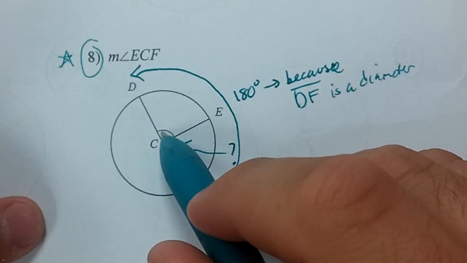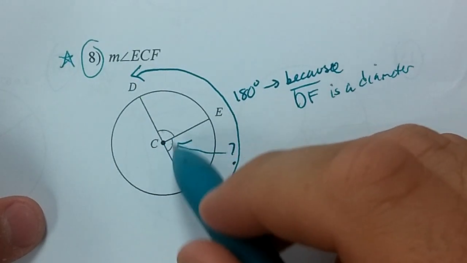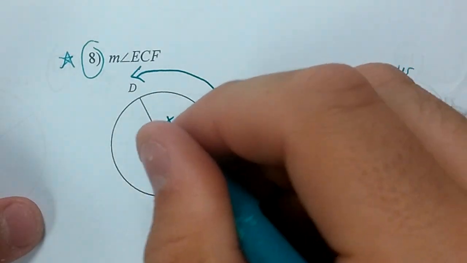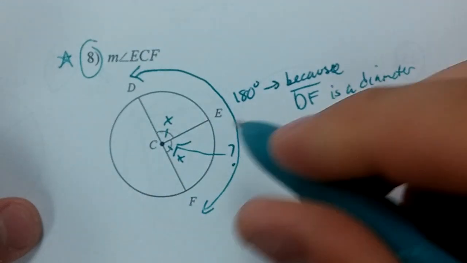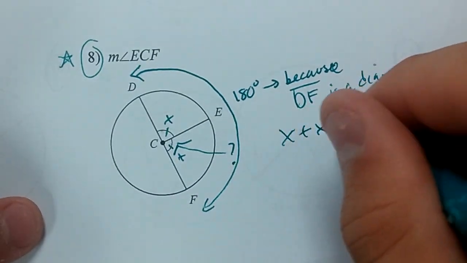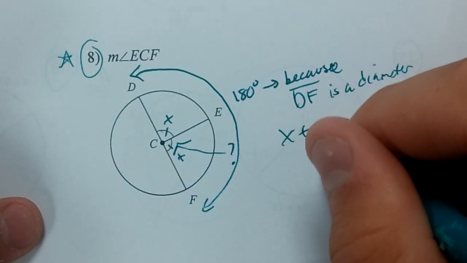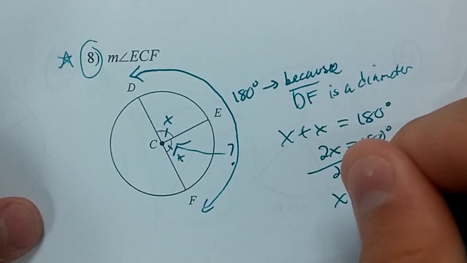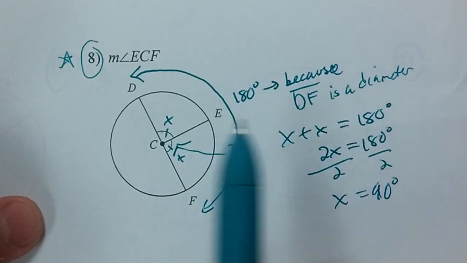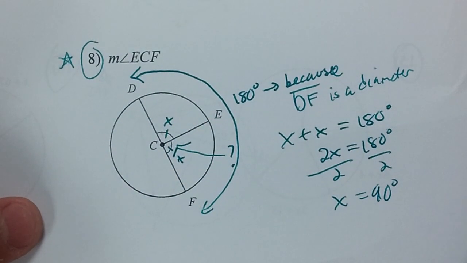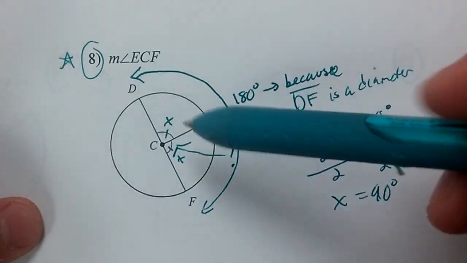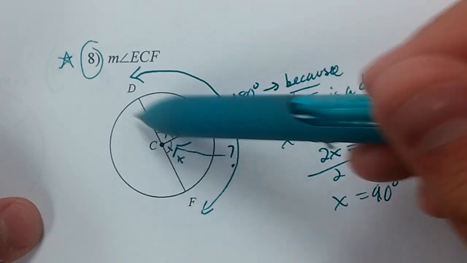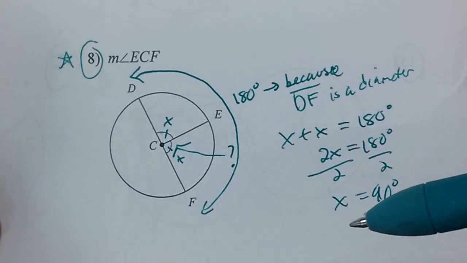The other clue they give us is that these two arcs are exactly the same. There's only one arc each, meaning that these two angles are congruent. So we have some angle X and some angle X adding up to 180 degrees. That number is going to have to be 90 when you solve for it. So the angle at ECF is going to be 90 degrees. And this all hinges upon having this diameter here. If the diameter did not go through the center of the circle, it would not be a diameter, and you could not use 180 degrees here.